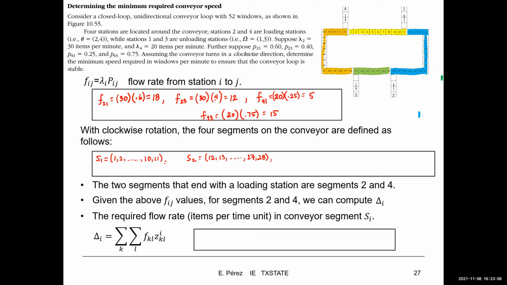S3, we start in 29, 30, up to 34 and 35. And S4 will start in 36, 37. It will go up to 52.